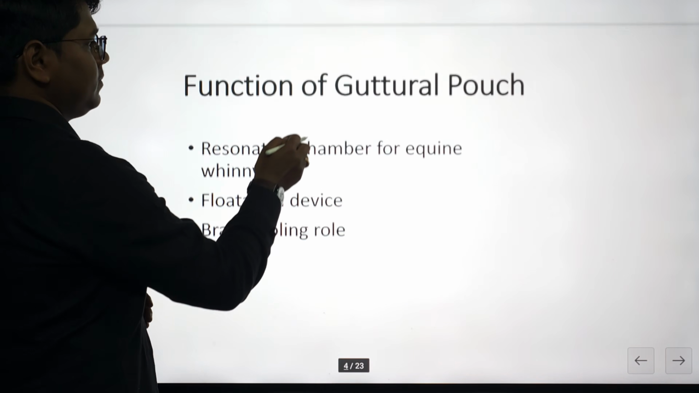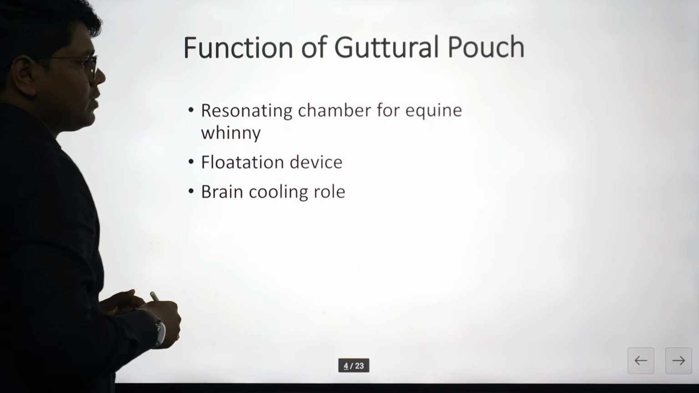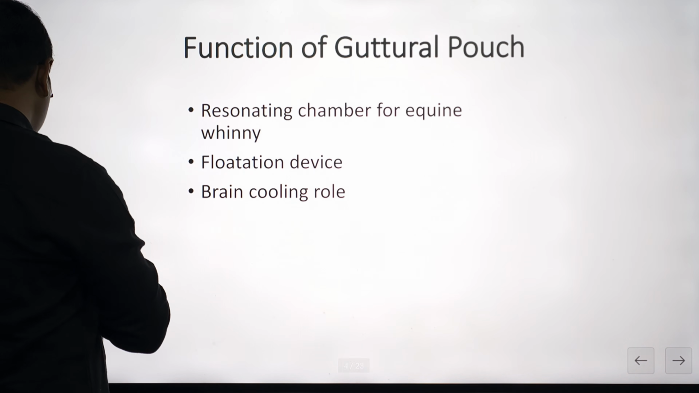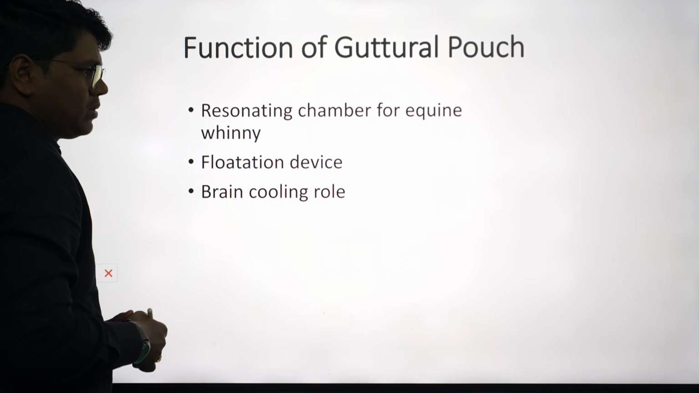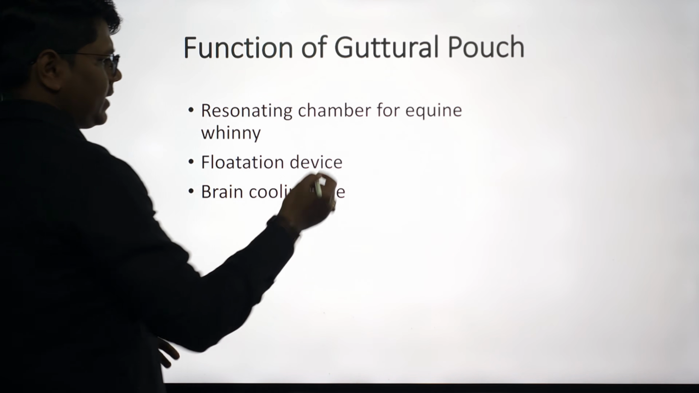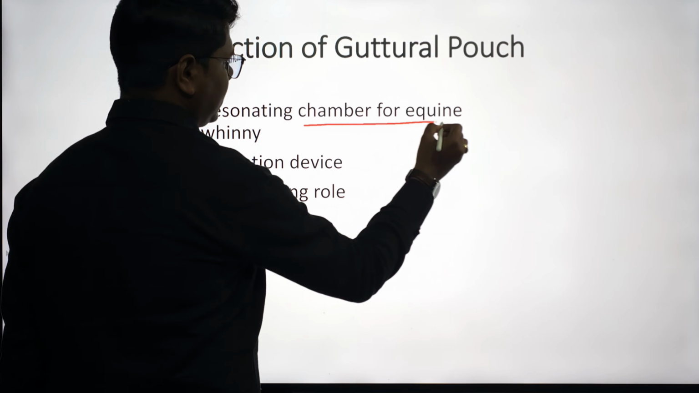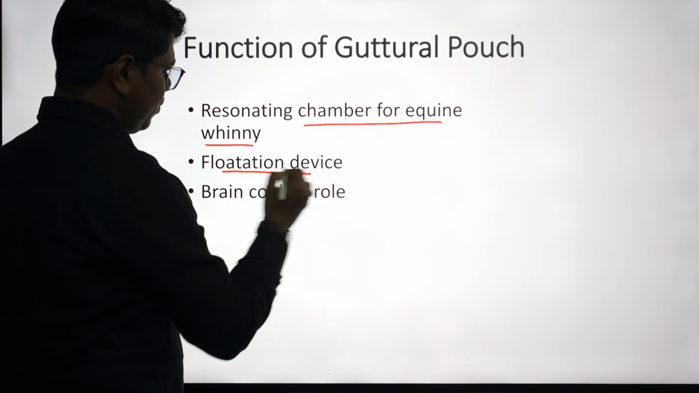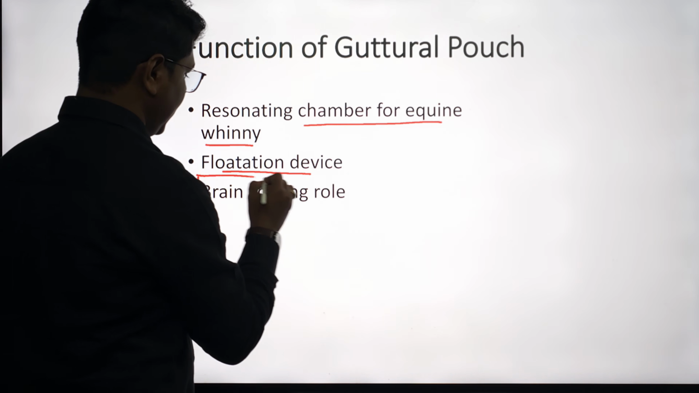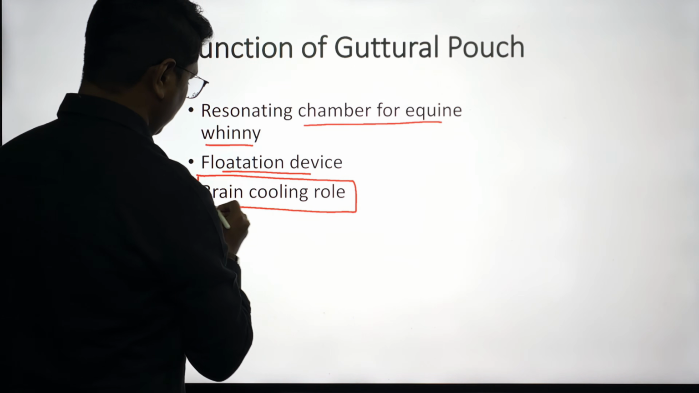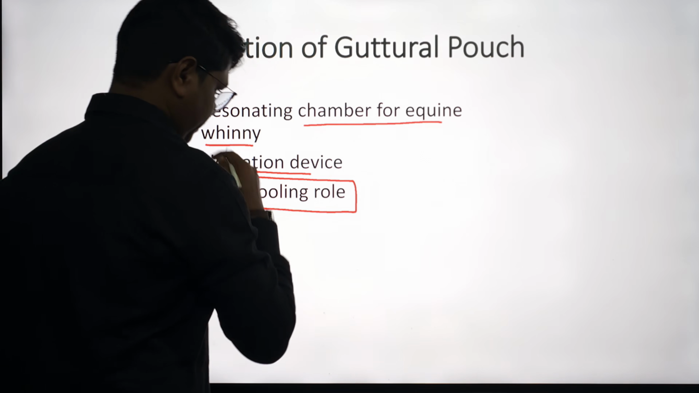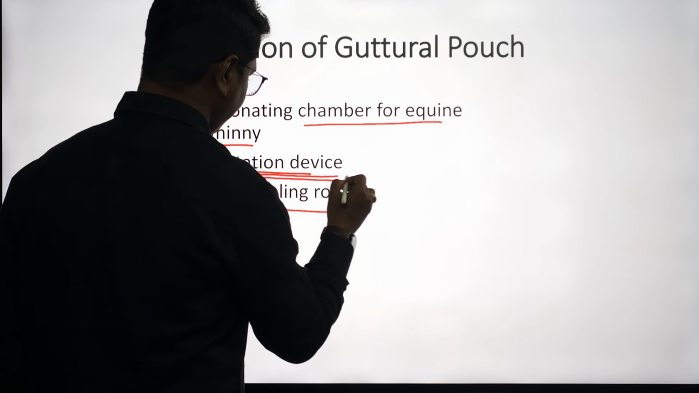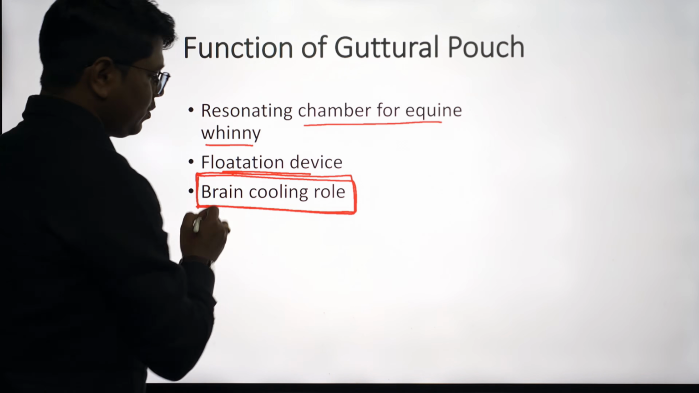So going directly to the guttural pouch, what are its functions? There are multiple functions: it helps in equine whinnying, sound production, and acts as a flotation device. The most important one is the brain cooling role. In those articles you will find this brain cooling role.